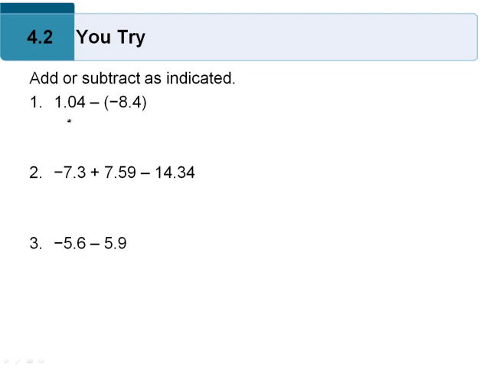We need to change the signs there. So we're going to do keep, change, opposite. Okay? 1.04 stays the same, plus, change it to plus, the opposite would be 8.4. So now it's just a simple addition problem. Not simple, but, you know, just plain old regular addition. Add them up, and you get 9.44.